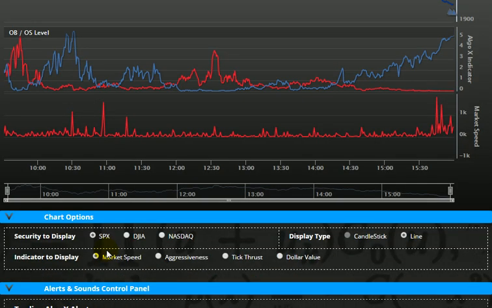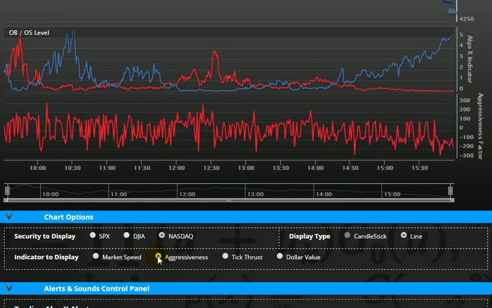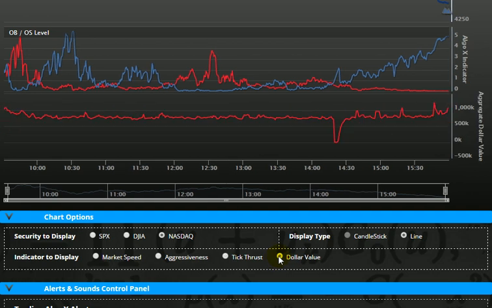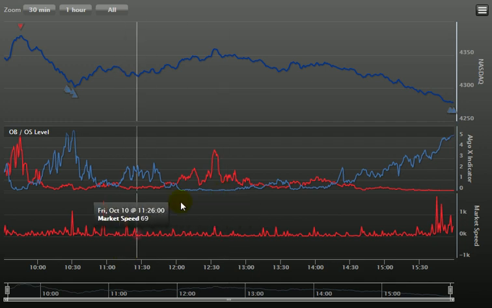If you come down below the chart, you're going to see chart options. First of all, here's where you can change what indices you want up there. And you can change what auxiliary indicator to display down here. So right now we have market speed. We can change that to the aggressiveness factor, tick thrust, or traded dollar value. We're going to go back to market speed here. So that's where those indicators go.